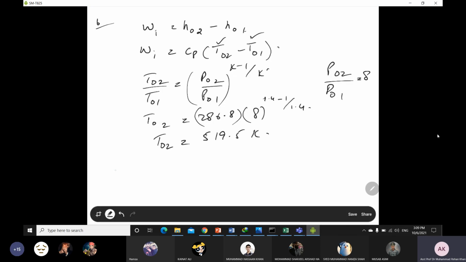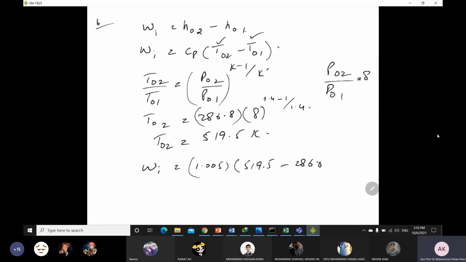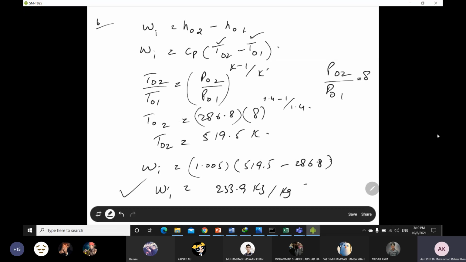Further, to find the compressor work, we can just put in the values: 1.005 times (519.5 minus 286.8), and it will be equal to 233.9 kilojoule per kg. This is the required thing to find the compressor work in part B. So this is the solution for this example. If you have any question, you can ask me, and then we will go towards the next question.